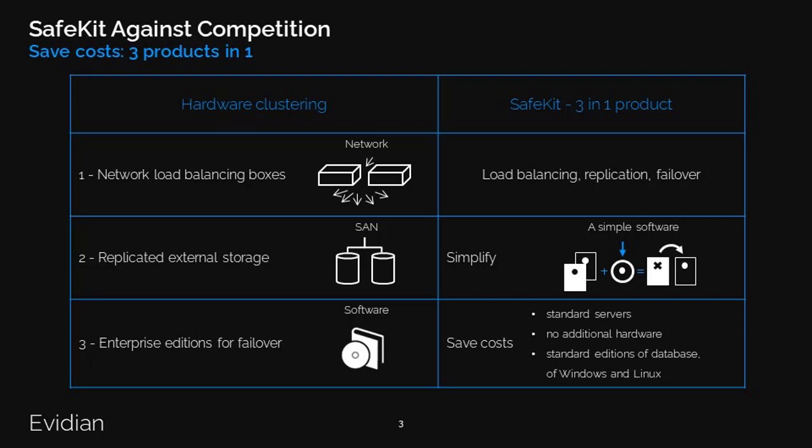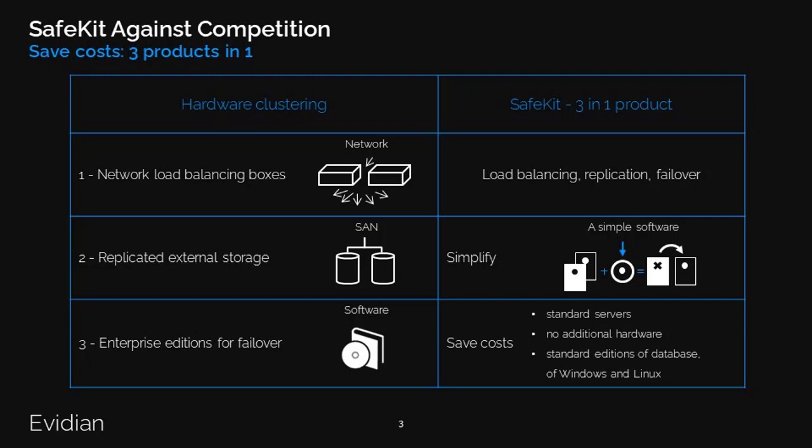With Evidian SafeKit, we offer the same feature simply by installing the software on the application servers. Cost and complexity of the 2 solutions have nothing to do with each other. In common usage, the boxes are used for large web farms, and SafeKit is used for small web farms.